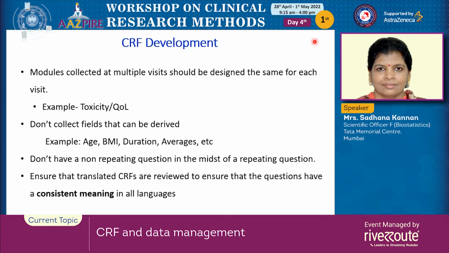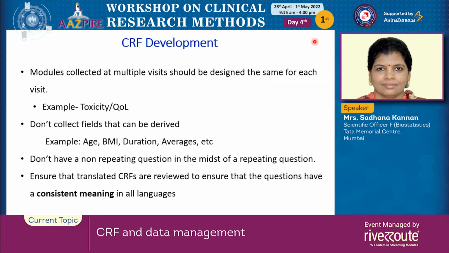Now, modules collected at multiple visits, because we are not collecting one-time data, right? We may collect repeat data, right? It could be lab data, it could be follow-up data, it could be anything which you're collecting at every visit, right? So you should have separate modules for it. Toxicity, like QoL data, you will be collecting. So repeat visits, how to collect, how to store, all that will be very clear.